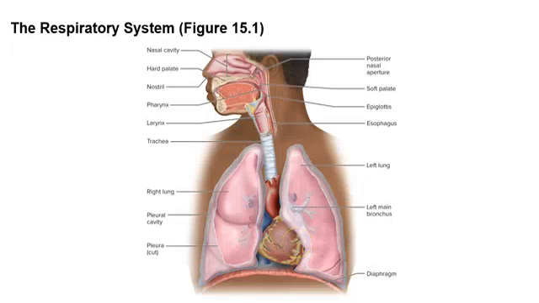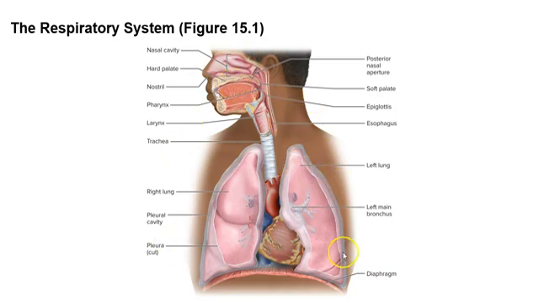In this video, we're going to review the anatomy of the respiratory system. More specifically, we're going to look at the anatomy of the upper respiratory tract. So in this picture, you can see the entire respiratory system, starting with the nose and ending with the lungs and every organ in between.